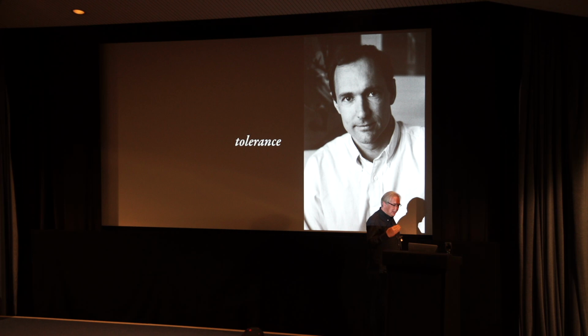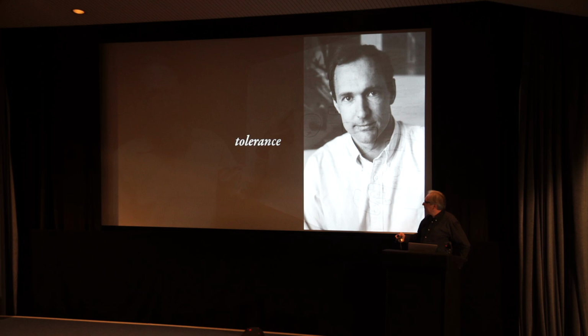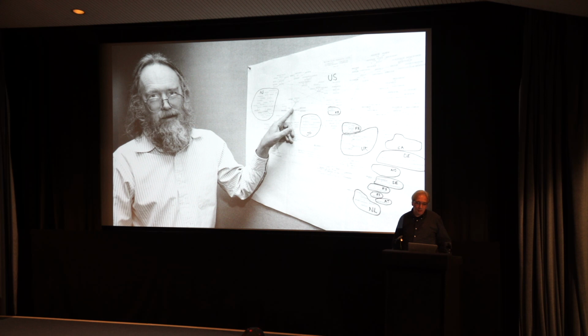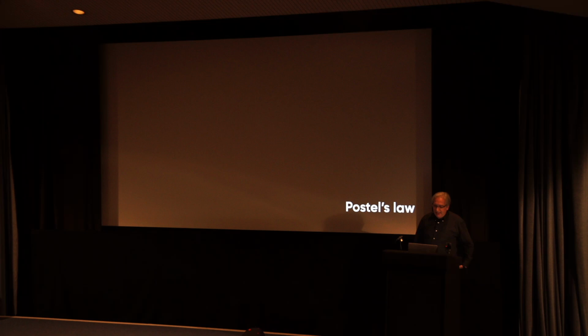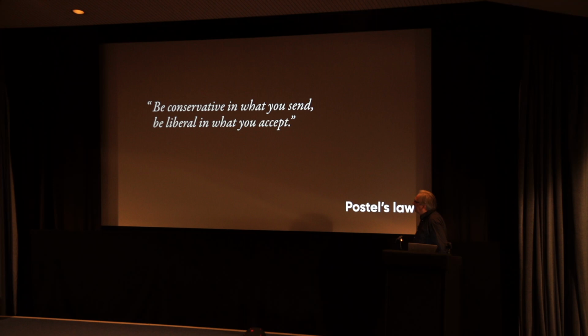A lot of that goes back to this man. This is John Postel, responsible for maintaining the domain name system back in the day. And John Postel has an eponymous law named after him. It's also known as the robustness principle. And I think it's a thing of beauty. The robustness principle states, be conservative in what you send, be liberal in what you accept.